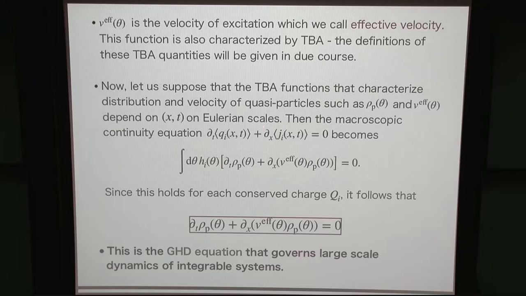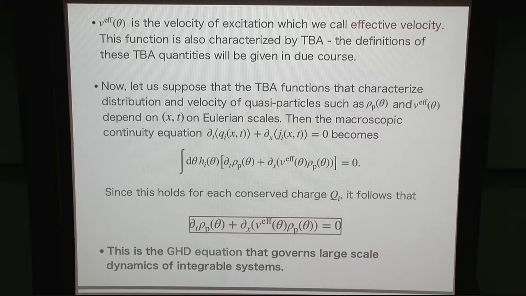That can be done by implementing this space-time dependence on Eulerian scales into these quantities, and then just replacing this macroscopic continuity equation like this. And this has to hold for every single conserved charge, so we are led to conclude that this equation has to hold at the level of quasi-particles. So this is the main finding, and this is what we call the GHD equation that is expected to govern large-scale dynamics of integrable systems.